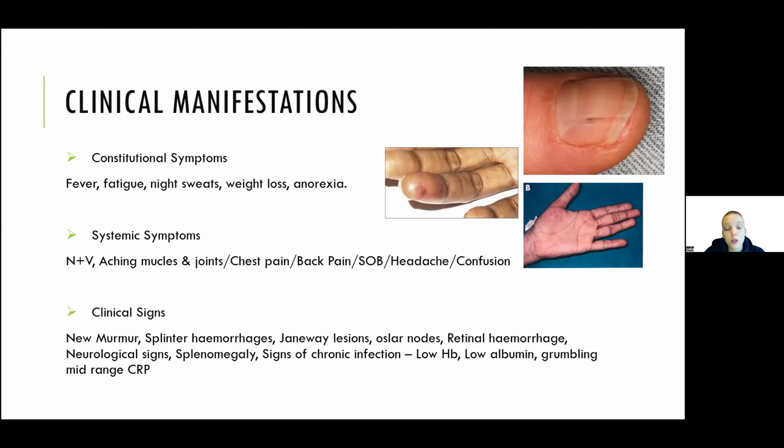And then what might be more likely that people will present with isn't necessarily signs of the endocarditis as such in terms of the new murmur, but you might see them present with features suggestive of an embolic event, so neurological signs or abdo pain. And then you've also got features of chronic infection, so particularly given that these patients will have had infection ongoing for a couple of weeks, you usually see things like a low HB, low albumin, and usually a grumbling mid-range CRP. They don't often present with CRPs in the hundreds. It's usually kind of grumbling. A lot of these patients might have been given antibiotics in the community, and that might have affected their CRP response.